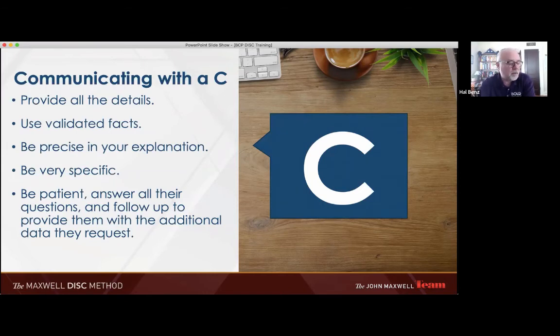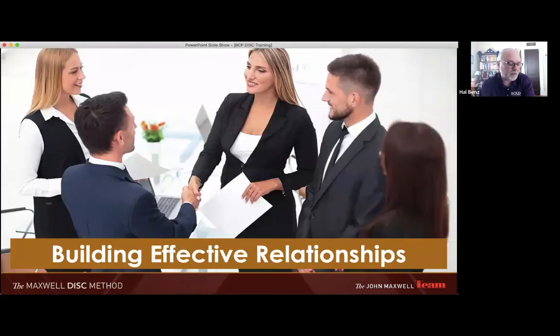They need to have the valid facts so that they can make a good decision, so that they're not criticized. That's the key for the C's. Be precise, be very specific, and be patient, and ask, is there any more information that you need? What additional information would be helpful, right? That's the thing that they're going to need to hear from us. And it really helps us to build these effective relationships.